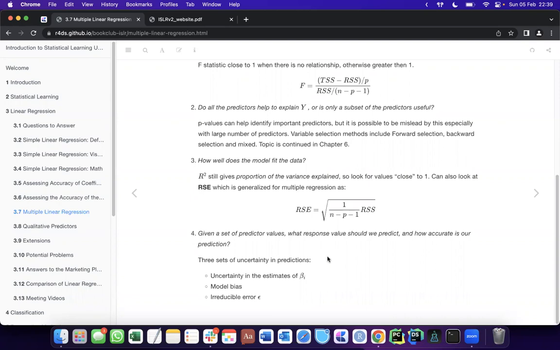And then if we have a look at all of the different forms of uncertainty in a particular prediction, there are three main sources of uncertainty within any single prediction. We can have uncertainty in our estimates of our slope and intercept. We have model bias, and then we have that irreducible error that we can't really do anything about.